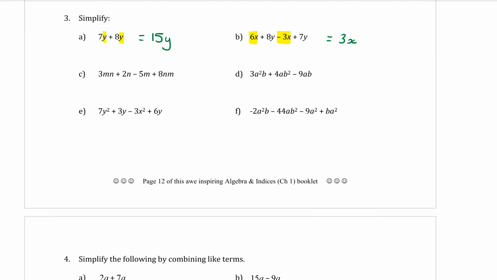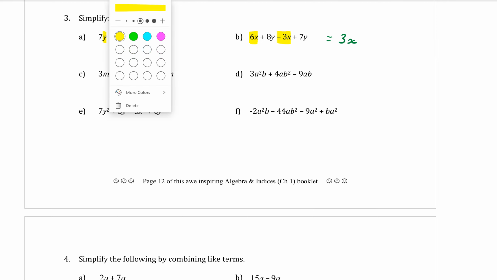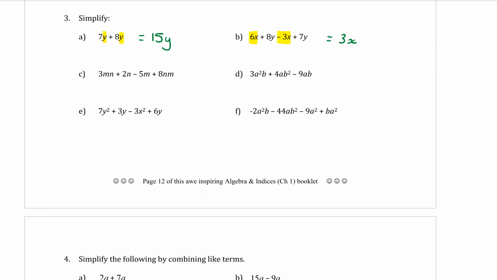But the y's, oh, let's change highlighter color. The y's, I have an 8y and I have a 7y, and I'm highlighting those plus signs in front as well. A positive 8, plus another 7 makes 15 y's. Very good.